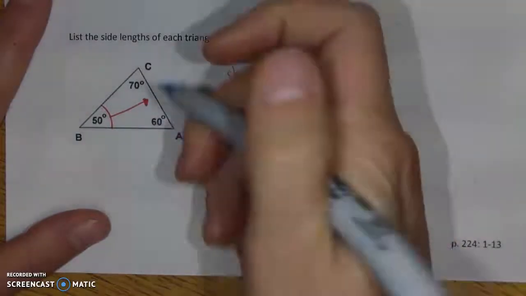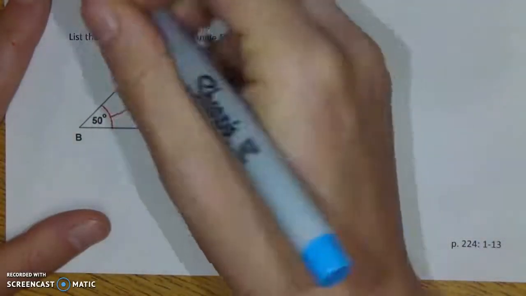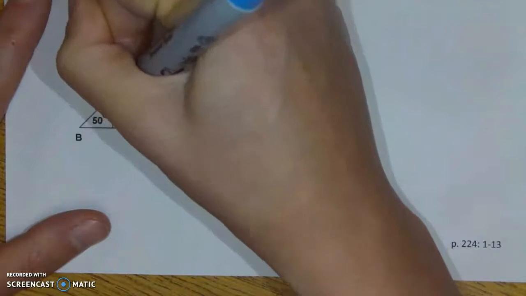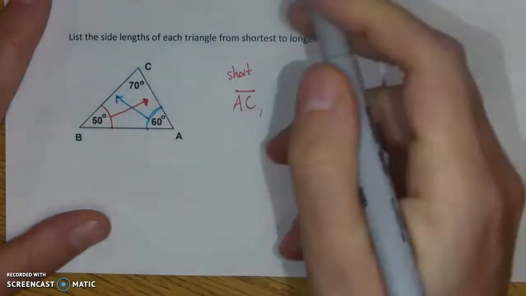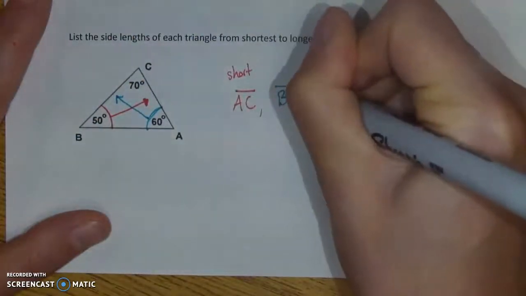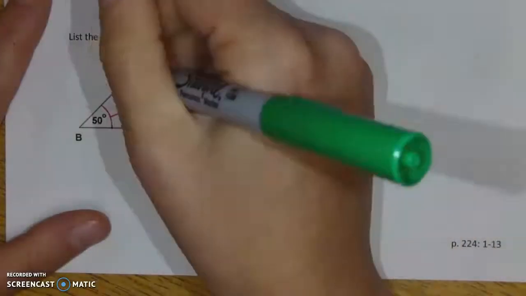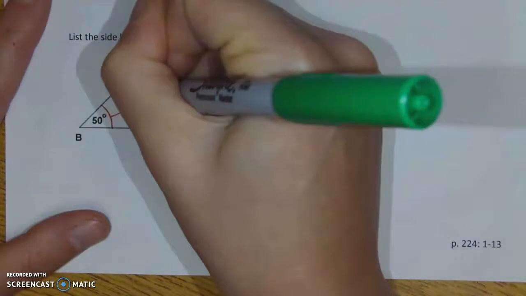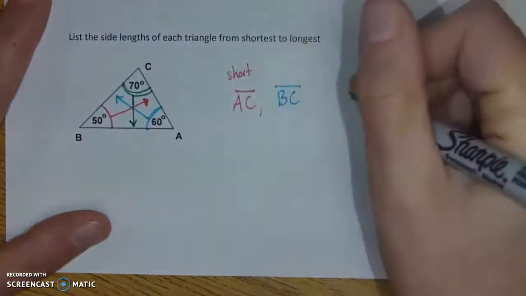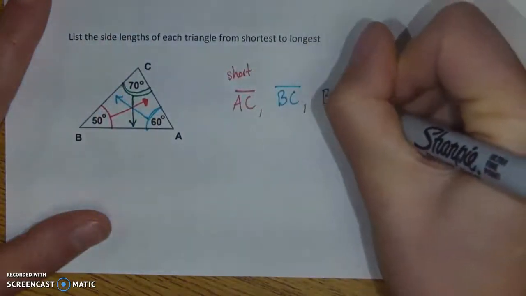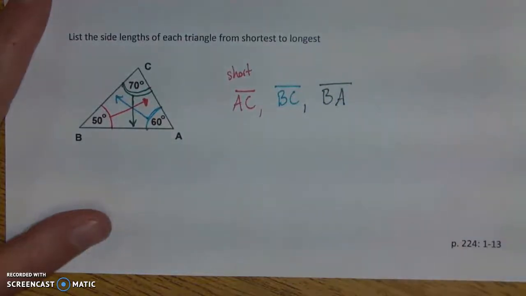My next smallest will be my next smallest number, which is angle 60, and the side opposite that is BC, so that will be my middle or next smallest side. And last but not least, my largest angle is going to be opposite the largest side, which is then BA or AB. And I have all of my sides.